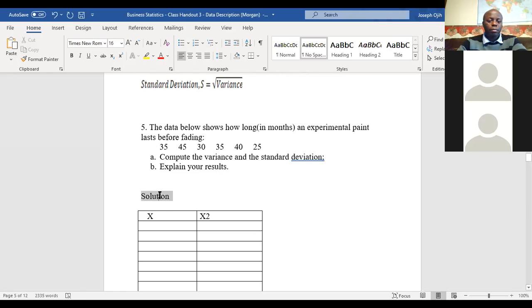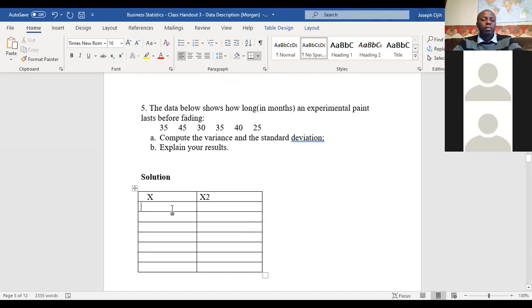So I'm going to put this. Now x: the first x is 35. Second x is 45. Third x is 30. Fourth x is 35. Fifth x is 40. Sixth one is 25. Okay, now you get your totals.